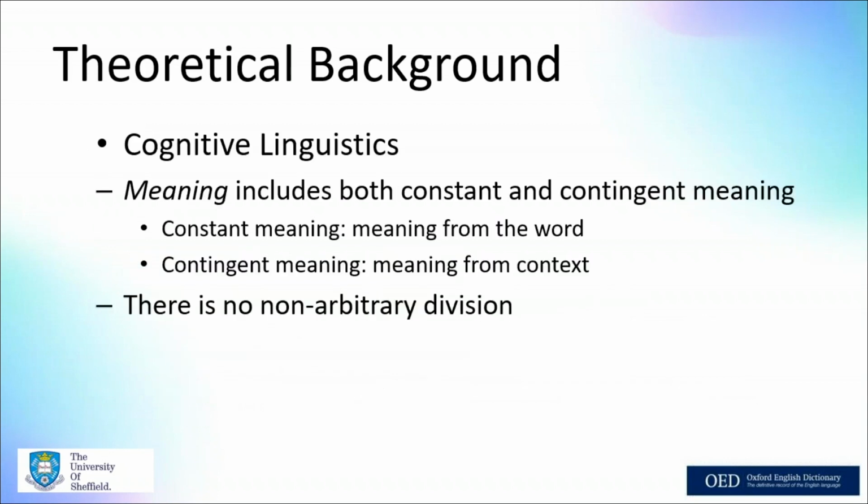By the time we get into cognitive linguistics in the late 20th century, we have the argument that meaning includes both constant and contingent meaning. And again, this is evocative of Hermann Paul going back to 1881. The constant meaning is the meaning that exists within the word. The idea is that it might exist even in any and all contexts, although that's debated. And the contingent meaning is the meaning that comes from context. And cognitive linguistics argues that actually there is no non-arbitrary division between those. We consider all of that meaning in language.